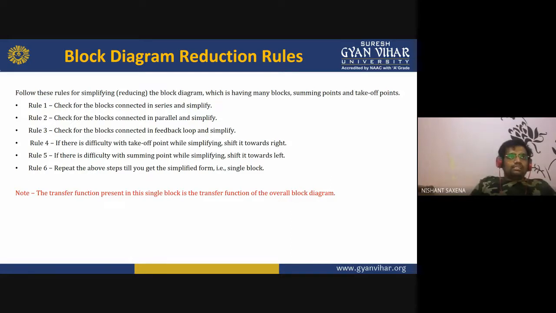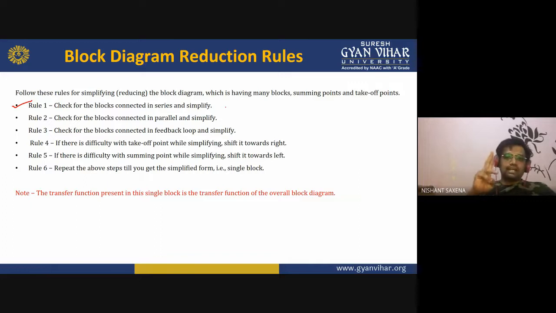Rule number 1 says check the blocks connected in series and simplify. The very first rule is that we have to check the series connected blocks. First of all, identify the series connected blocks and then simplify those only. It's very easy to simplify the series connected blocks because we just need to do the multiplication of the blocks. Is this clear?